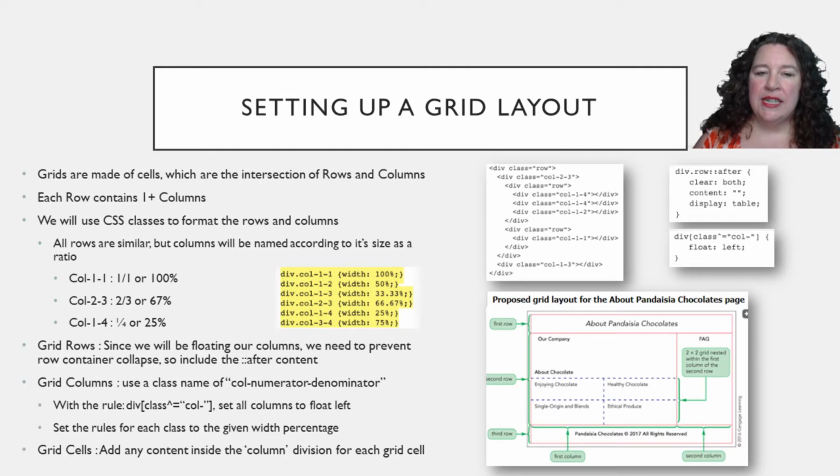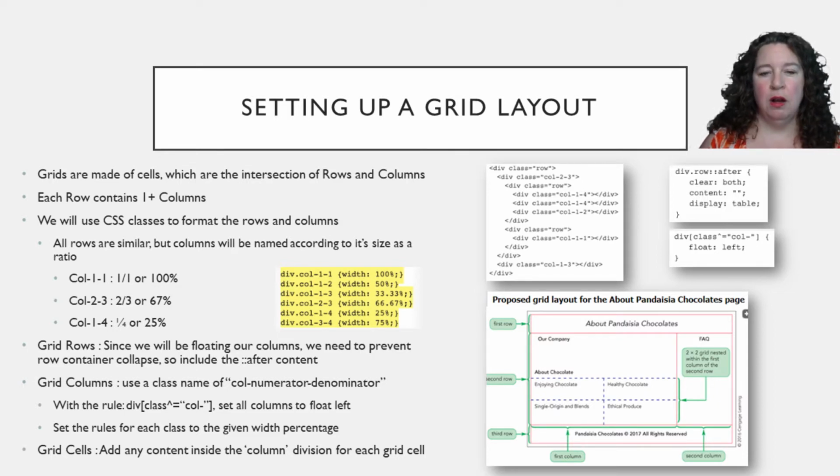We're going to be using our CSS classes to define our columns, and what we're using is a nice format of column dash numerator dash denominator, where the numerator and the denominator give you a fraction of what percentage of the grid we want to use. So column 1, 1 would be 100%. Column 1, 2 would be 50%. Column 2, 3 would be 2/3 or 67%, and so on and so forth. So we're going to be creating all of these columns so that we can use those really easily when we're setting up our HTML, and it just makes things nice and clean.